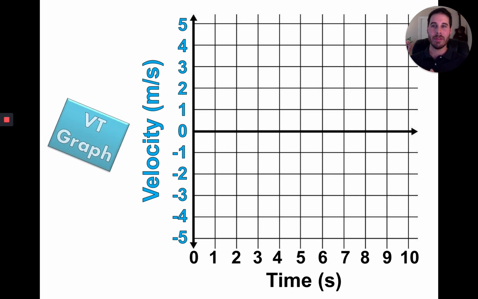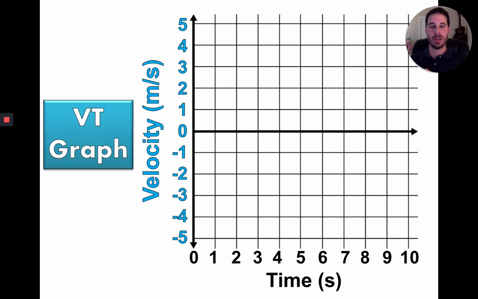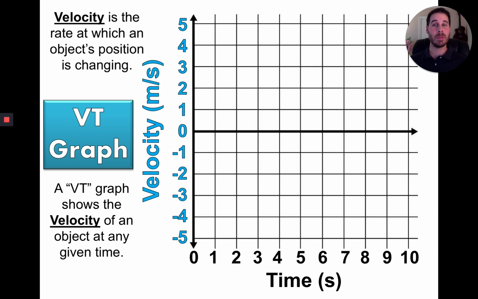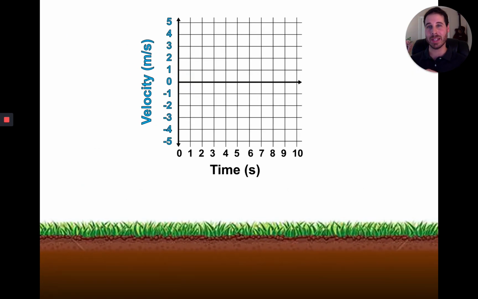So this is a VT graph. And what is a VT graph? Well, it's a graph that shows the velocity of an object at any given time. What is velocity? Velocity is basically the rate at which an object's position changes. So let's tell Paco the squirrel's story one last time, but this time using a VT graph, and let's see how it looks different.